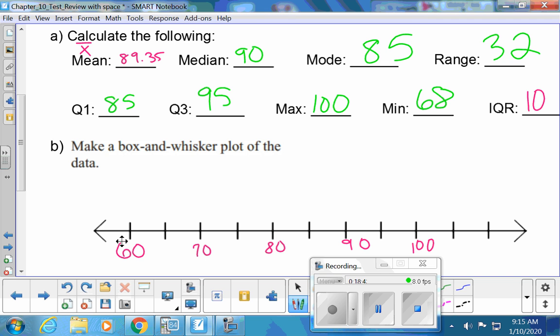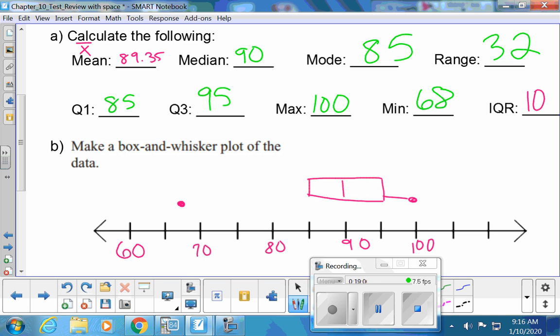So my smallest was 68, so I'm going to have a little dot here at 68. My biggest test was 100. Those are my whiskers. Now what numbers are going to make your box? Q1, Q3, and the median. Q1 is here, 85. Q3 is here, 95, and the median is 90.